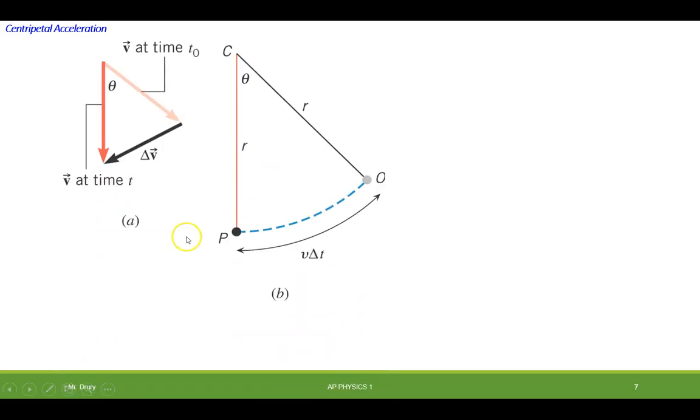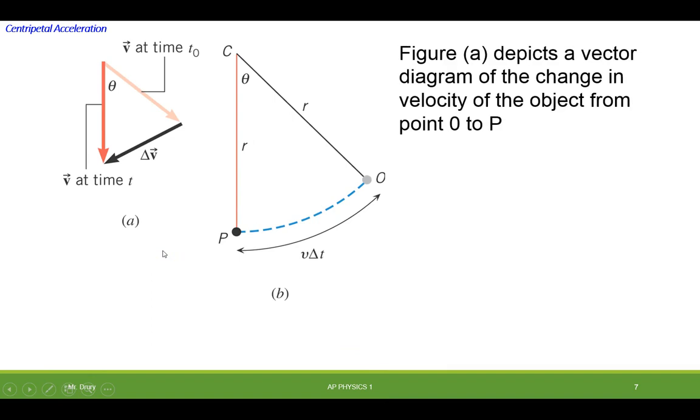Okay, and here's the two diagrams I was talking about. The first depicts a diagram of the change of velocity from positions O to P. So this was the velocity at O, and this was the velocity at P, and this was the change of velocity. And this is a diagram of the displacement from O to P. It follows this dotted line.